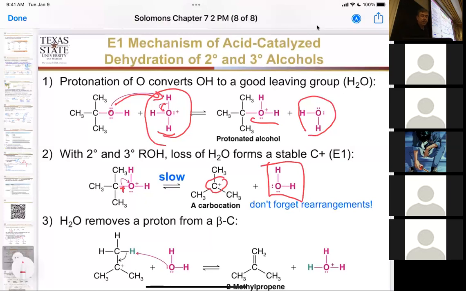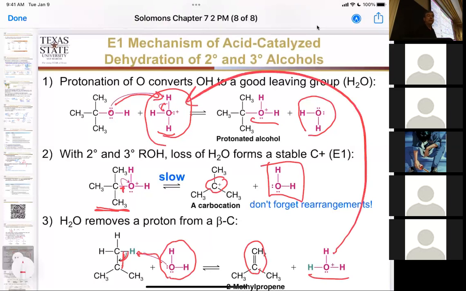Up here, we had the alcohol act as a base. Now we're going to have that water that you just spit out act as a base to create that new bond, and those electrons kick in to form our double bond here. Then we're left with our hydronium ion. That's cool because we started with the hydronium ion and we ended with hydronium ion. This gets to come back around. That's why it's acid catalyzed: it regenerates the catalyst at the end of the reaction mechanism. So this is what happens for secondaries and tertiaries because they can form stable carbocations.